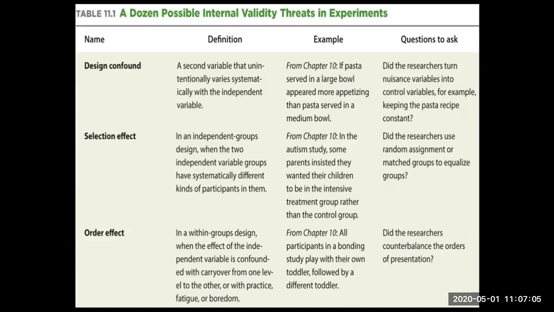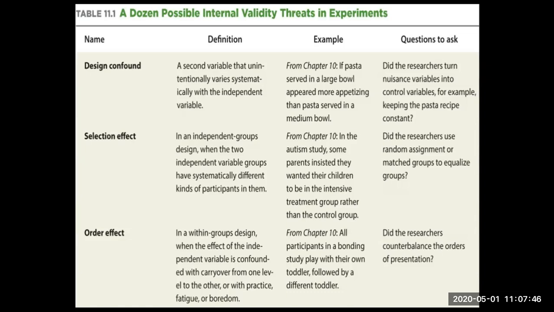Well, the problem with the selection that way is that the group on my right, the ones who were prepared, may already be better at taking tests than the people on the left. So from chapter 10, when we talked about the autism study, some parents insisted they wanted their children to be in the intensive treatment group rather than in the regular control group because they wanted more out of it. And if they were in that intensive treatment group, not only would they be getting intensive treatment, but there also may be an inherent difference in the way their families treated them at home, more than just the intensive treatment. So we asked the question, did we randomly assign?